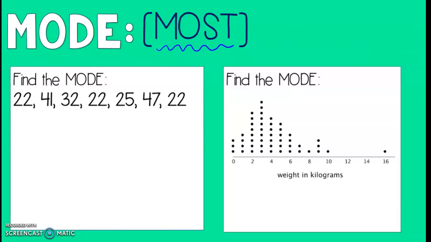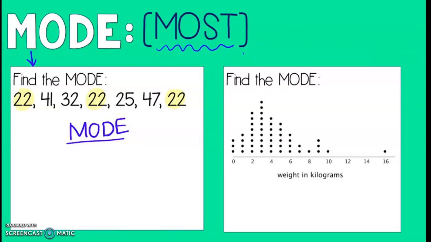So let's look at a numerical data set. Looks like just numbers. If you look, we see 22, 22, 22. It occurs more than anything else, so it is the mode. Okay. Now, some data sets don't have a mode because all the numbers occur the same amount of times, and that's okay. So if that happens, you would just write no mode.